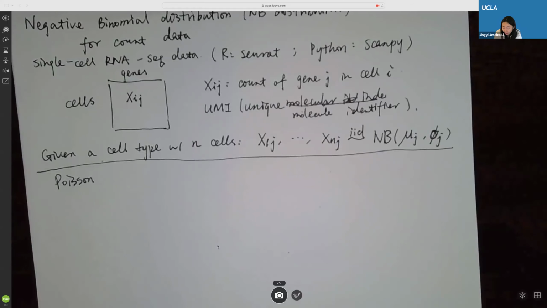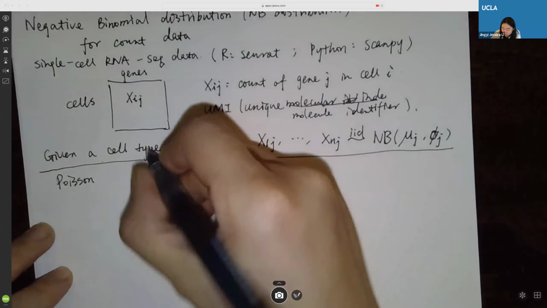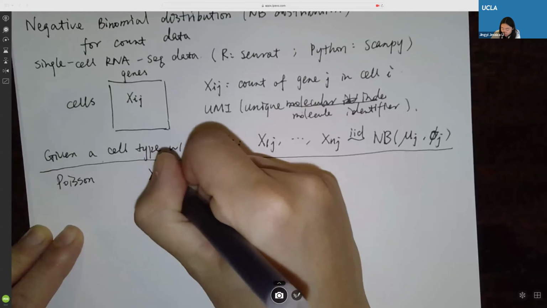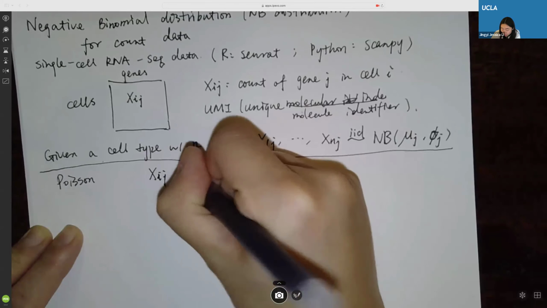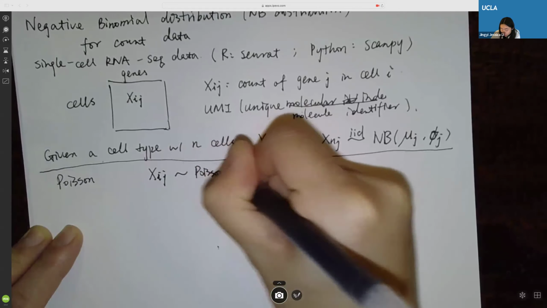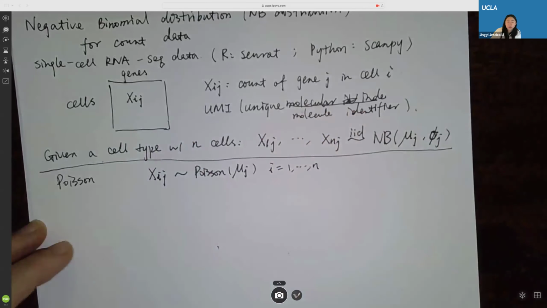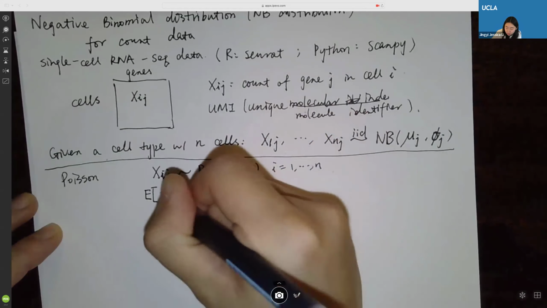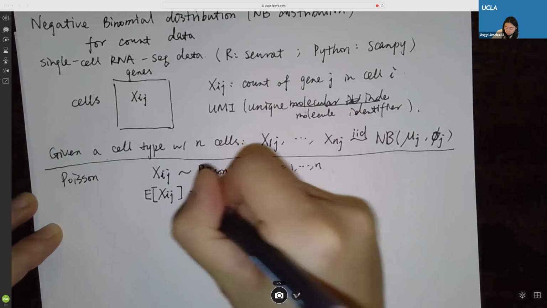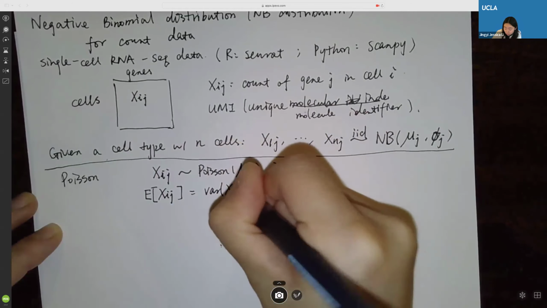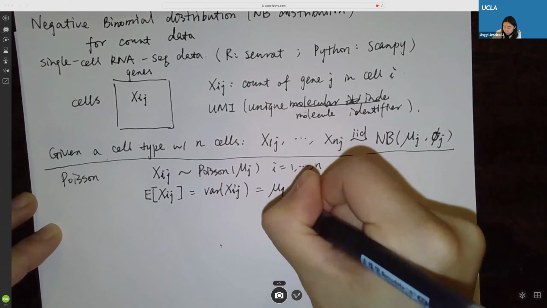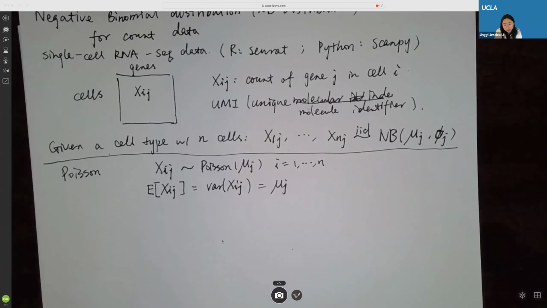So Poisson as a count distribution has a very interesting property. Let's say xij follows a Poisson distribution with mean mu j only. Again, here i goes from 1 to n to represent the n cells. Then Poisson has a very important property, that is its mean is equal to its variance. Both are equal to the Poisson parameter mu j, because Poisson is a single-parameter distribution. Okay, so this is very important.